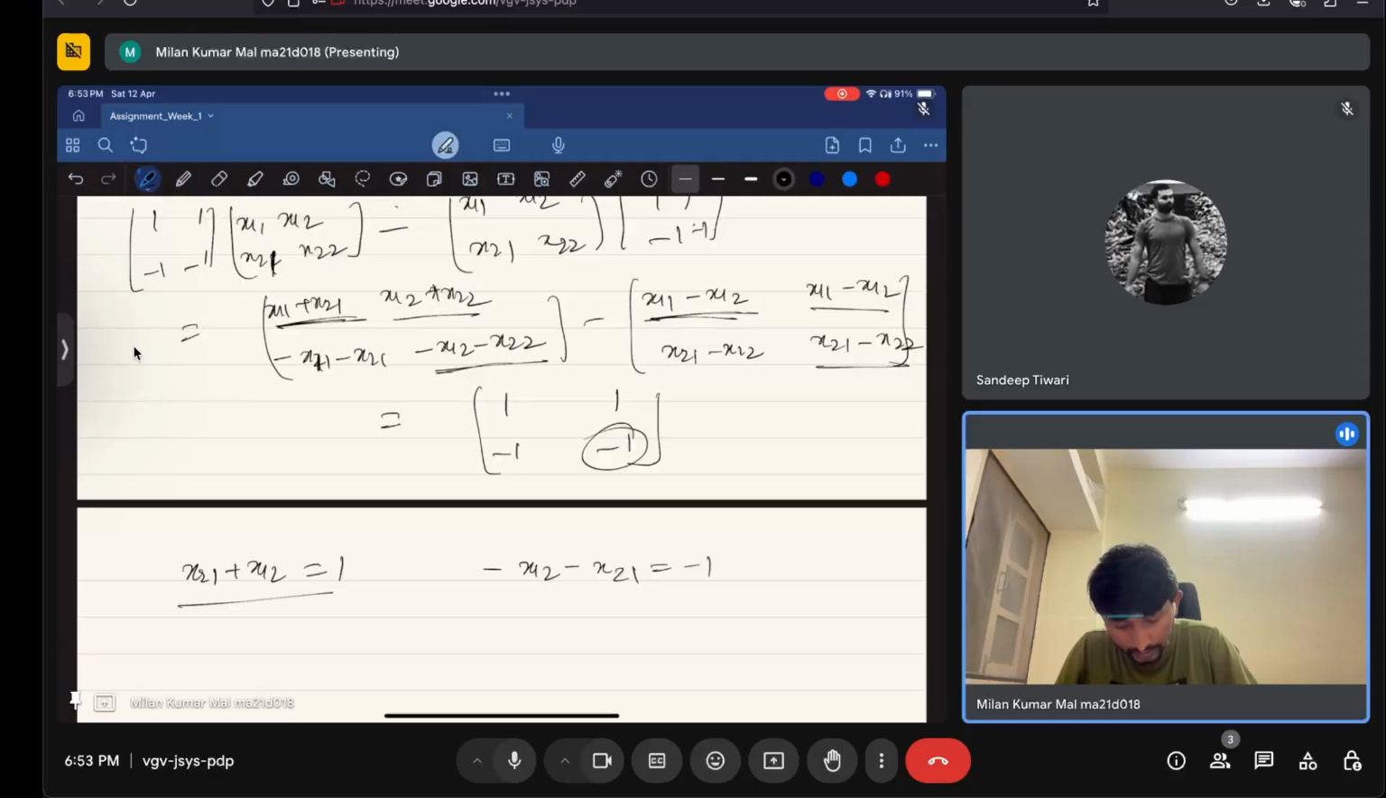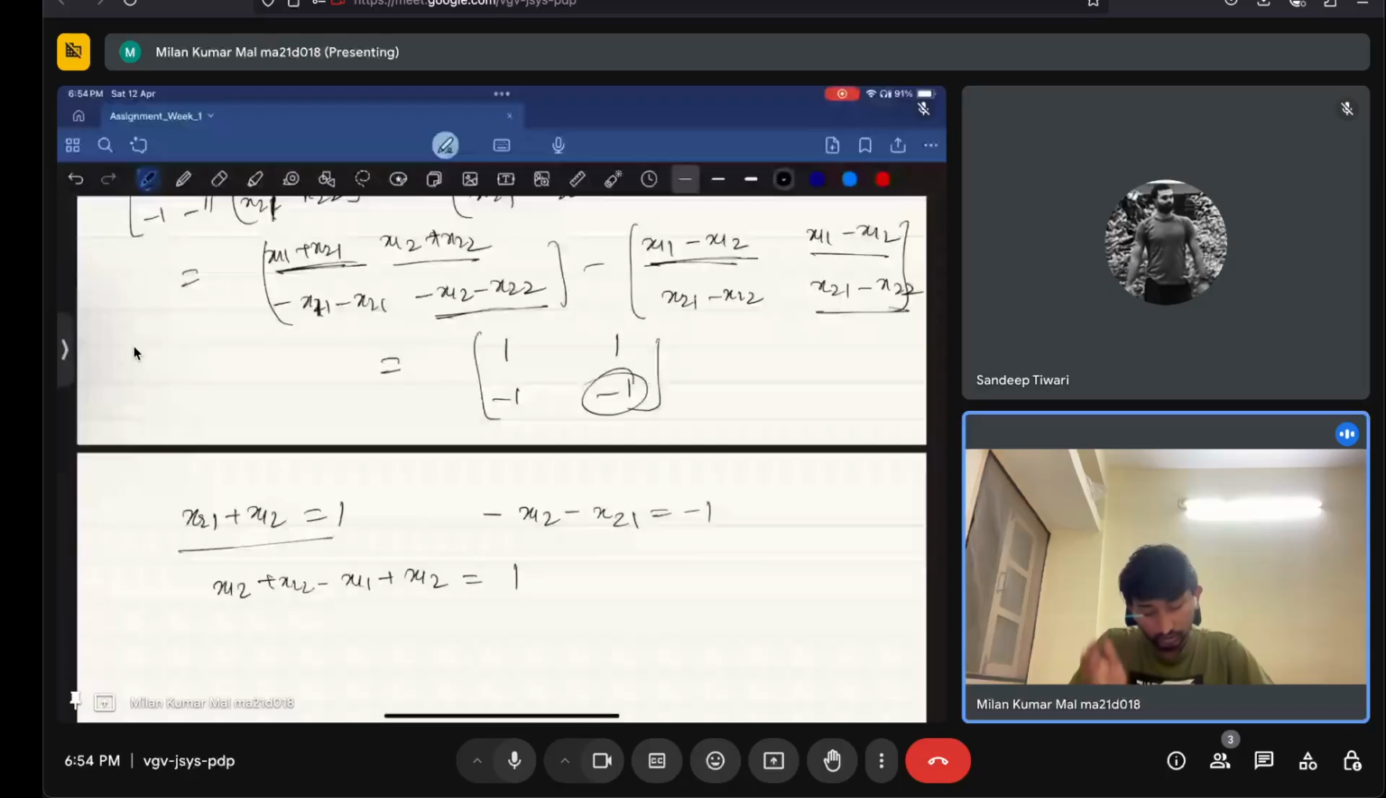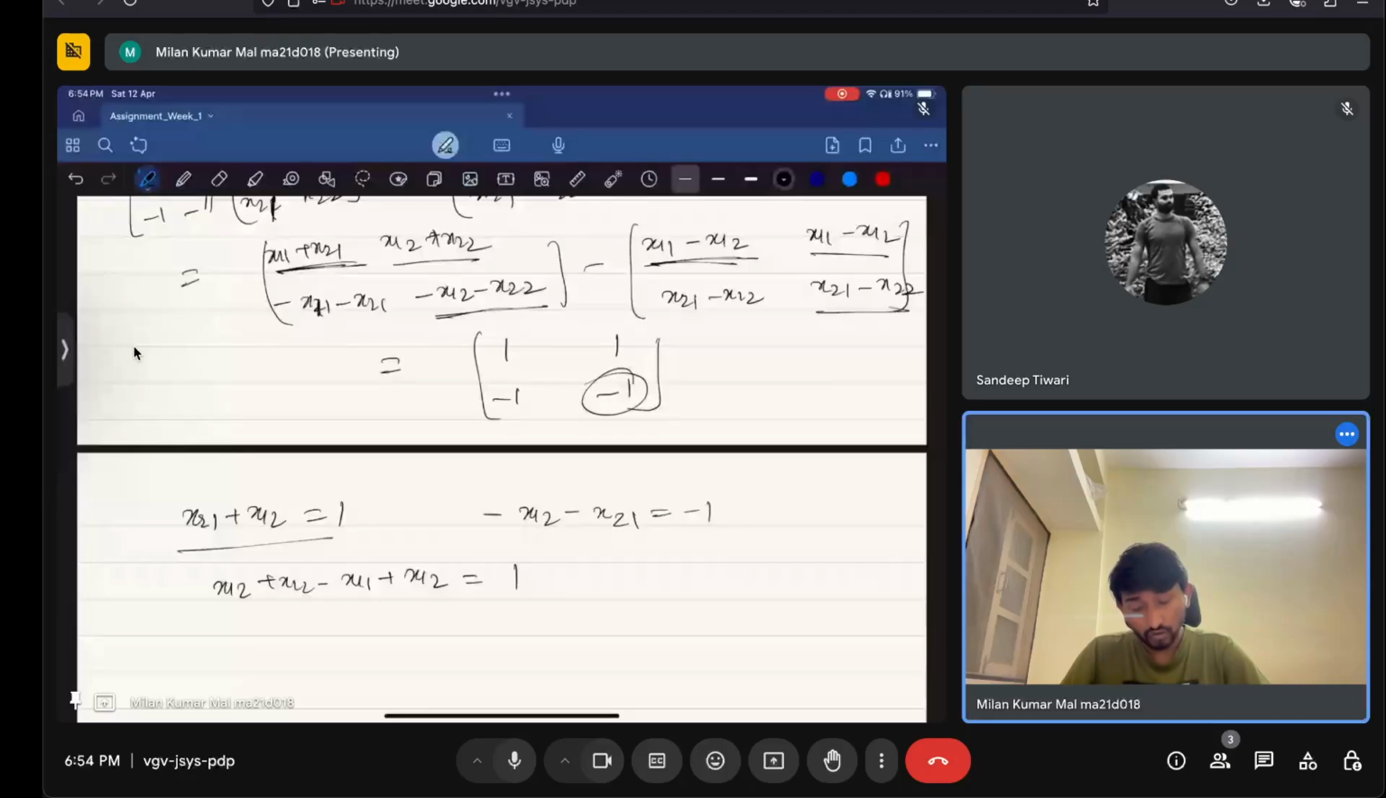And there will be, okay, let's compute the cross diagonal. What is giving there? Let's see. x22 minus x11 plus x12, right? This one equals 1, and I hope the other one will be giving a similar thing. But what we know is that, so this is the thing actually, right? This is the thing.